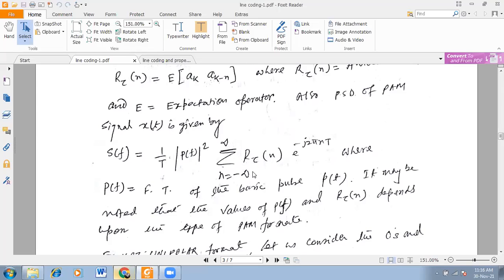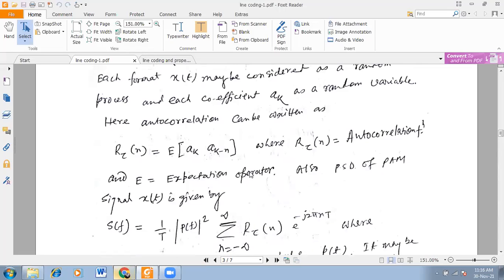Here R(n) is your autocorrelation function. So we have to find out R(n) here, and we have to find out P(f) here. If you put the P(f) value and the R(n) value here, then you will get the power spectral density. From this expression, two things are unknown that we have to find out. First is P(f), the Fourier transform version of p(t). That one is a standard form.